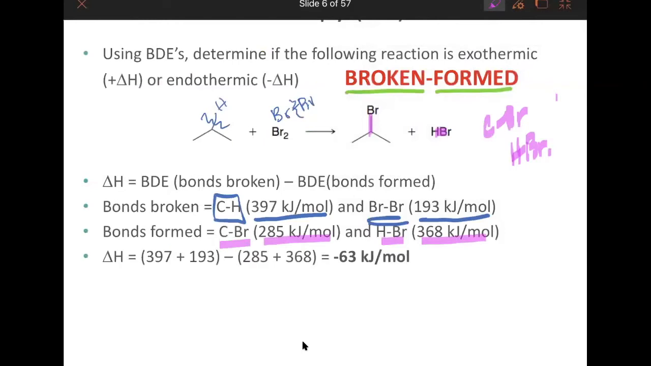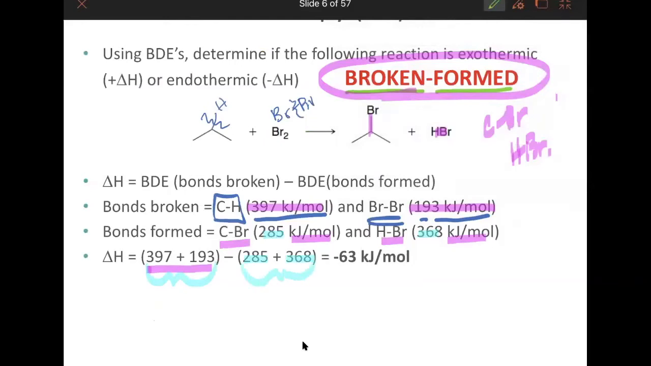So then we take the broken minus formed. And so here is our broken, which is this value plus this value. So we add those two together. We take the two values of the things that are being broken and add that up. And we take the two values that are being formed, we add that up. So if we add 397 plus 193, we end up getting 590. So that is our bonds broken.